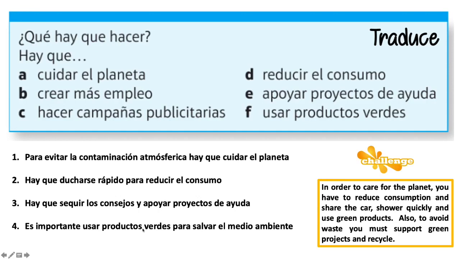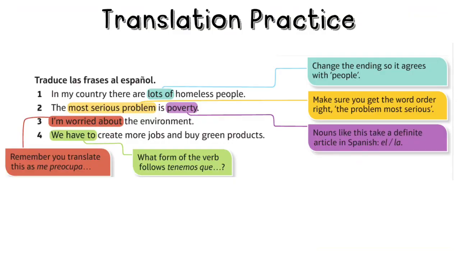Can you translate them? And your challenge is to translate this into Spanish using these and also connectives. You must is also hay que. Yeah? So you can say we have to or you must. That's how you translate it. Right, para evitar la contaminación atmosférica hay que cuidar el planeta. Okay, what do you think that could be? Don't use Google Translate, please. I'm sure that you can work it out.